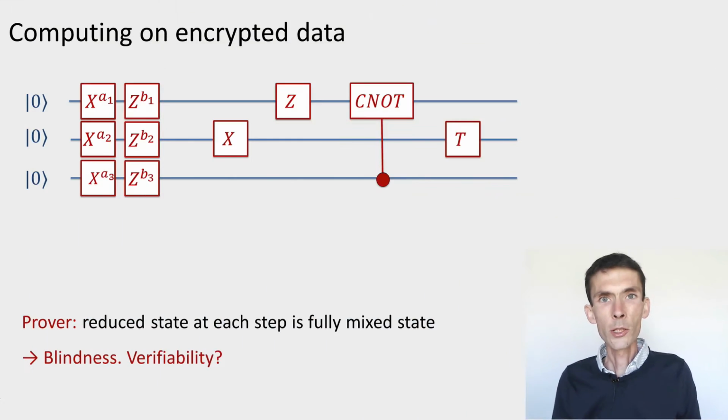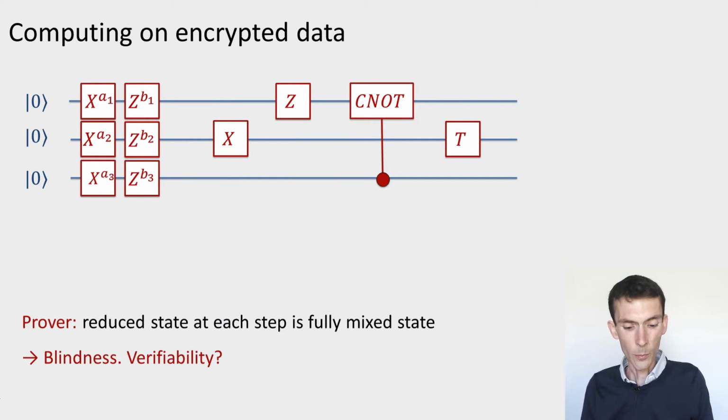So in this video, we're going to see our first scheme for delegating quantum computations, which is maybe the more intuitive one. It's based on the idea of computing over encrypted data. The main cryptographic ingredient that we're going to rely on is the quantum one-time pad that you discovered many weeks ago. So let's see how this works.